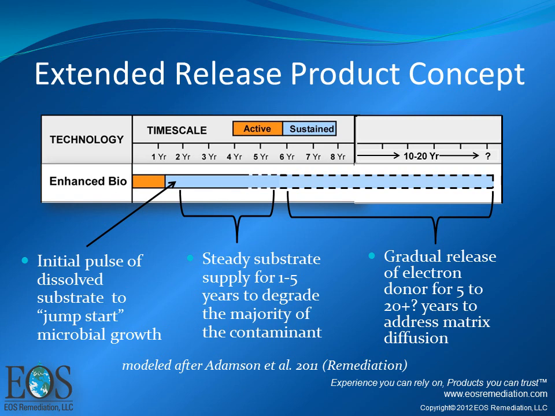The predominant concept, and I'm taking this from Adamson's paper and extending it a little bit, is that you want an initial pulse of substrate, say a sodium lactate type of substrate, then a steady substrate, say the soybean oil from the 1 to 5 year mark, to degrade the majority of the contaminant, and then this gradual release of electron donor for the 5+ years, so up to 10, possibly 20 years to address matrix diffusion. So that's that mass that's diffusing back out over long periods of time.